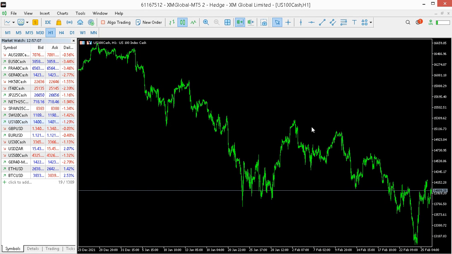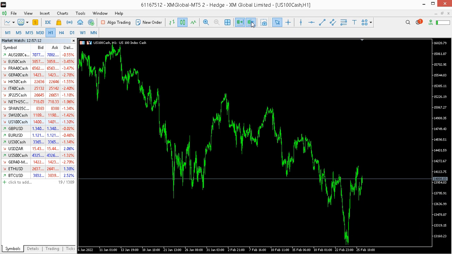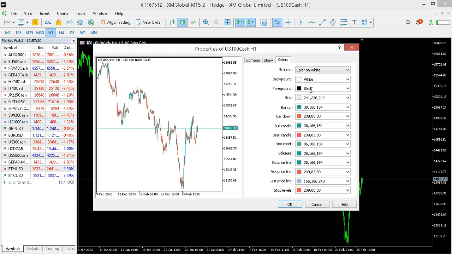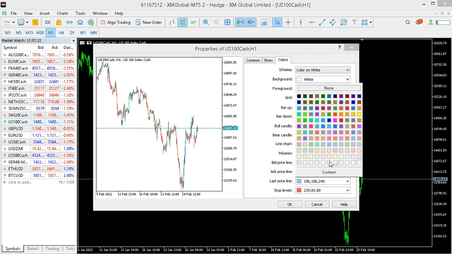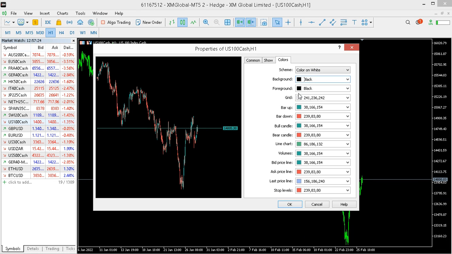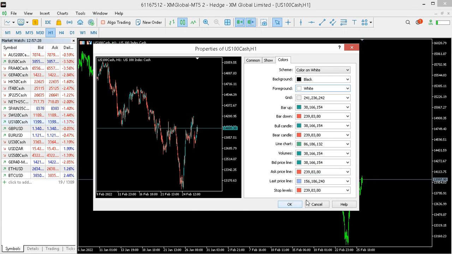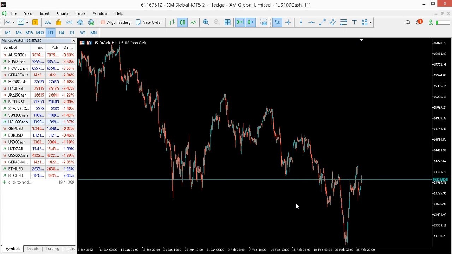I'm going to get my setup ready, all my things the way I'm used to them, including the color. I prefer the red and green instead of this one. So I'm going to quickly change all of this. Give me a sec. Okay, this is how I prefer my chart to be.